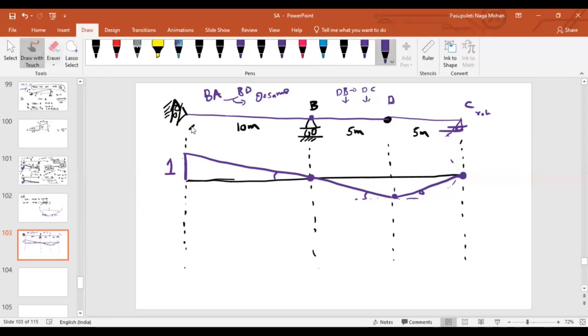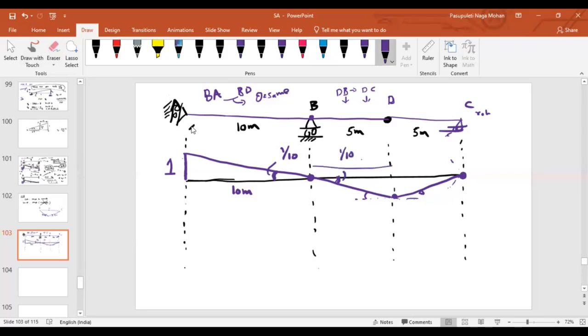Now let us represent the ordinates. What is the slope here? Here the ordinate is 1 and the total length is 10, so the slope is 1 by 10. As it is a continuous member at B, the slope on this side is also 1 by 10, and this ordinate will be 1.